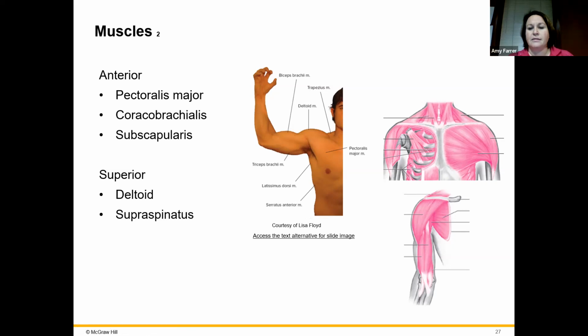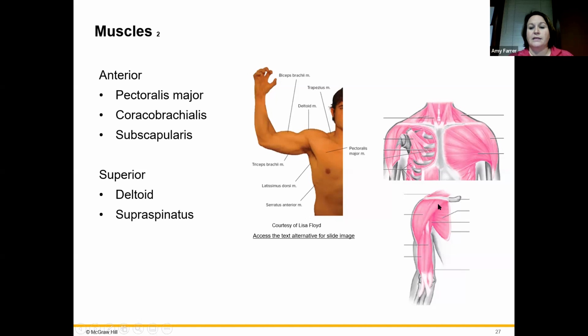Your coracobrachialis is going to be in here, underneath this big muscle that's your deltoid. When we look anteriorly again, but on the other side of your scapula is going to be your subscap. None of these pictures are really, well, your subscap is over here. You just have to recognize that the rest of your body has been removed, okay? So on that front anterior aspect of the scapula is where that's going to sit.